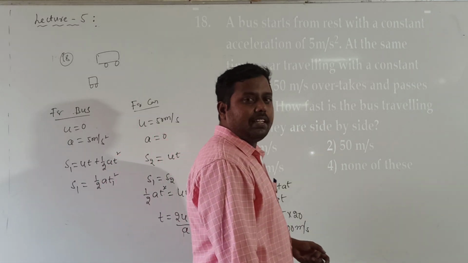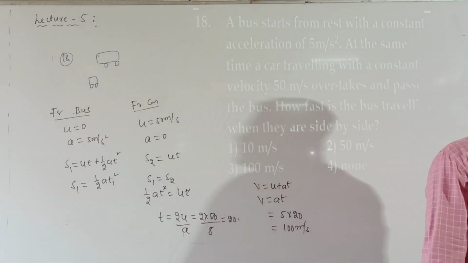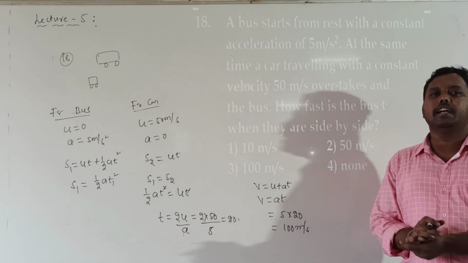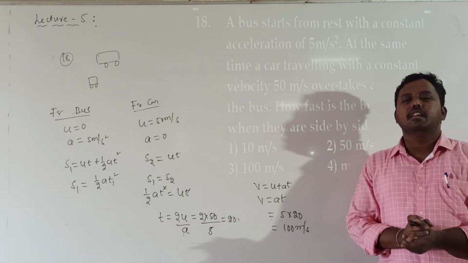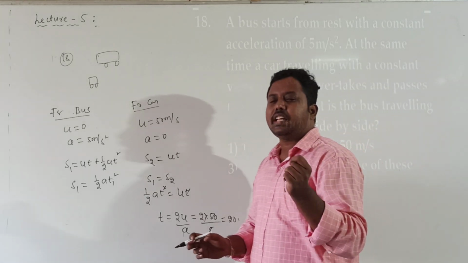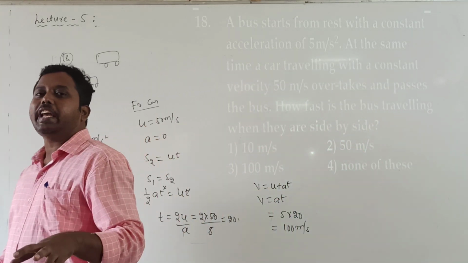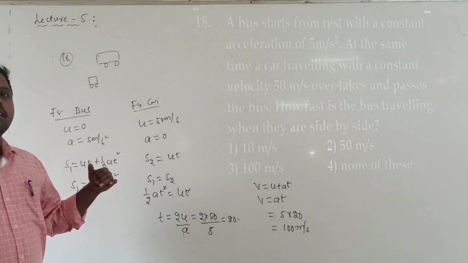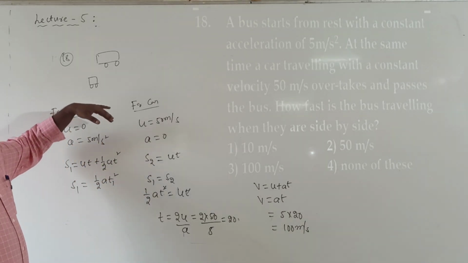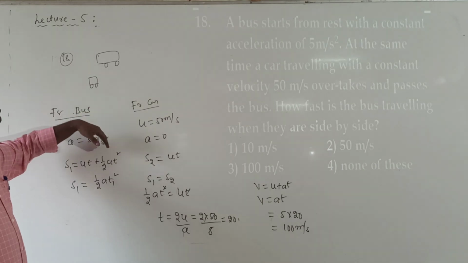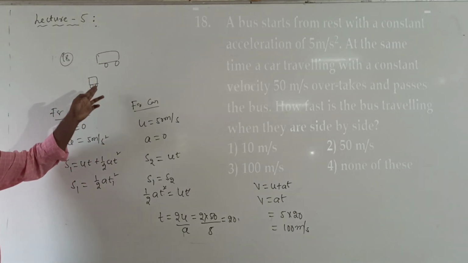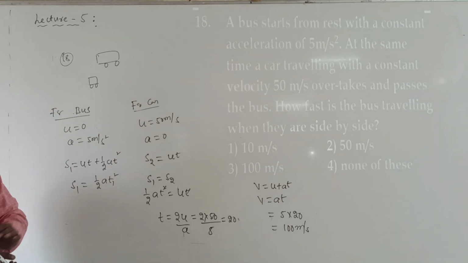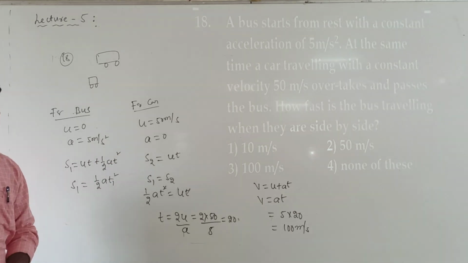If the bus is moving at that velocity of 100 meters per second, then the car and bus will both move side by side. Question understood now? So what is the question? Initially the car was behind the bus, then the car overtook the bus. Then car and bus both have to move side by side. They are asking us to calculate the velocity with which the bus has to move. That velocity is 100 meters per second. So that is our third option.